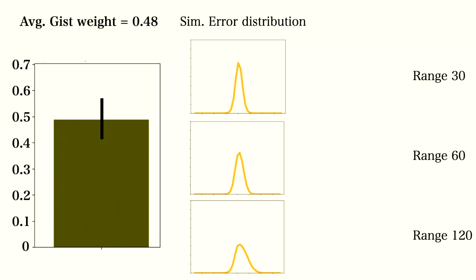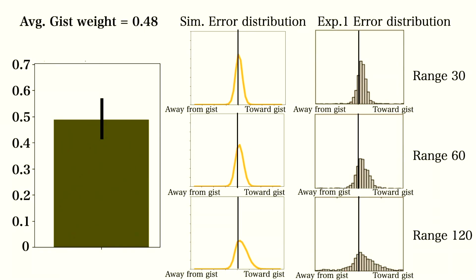And here, if we use the gist weight from the data to generate a simulated error distribution for each range, like I showed you here, and then compare this simulated error distribution to the real one from experiment 1, we can see that the model could capture this asymmetric distribution toward the gist pretty well.